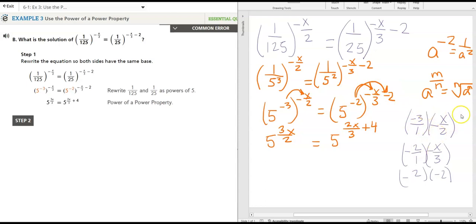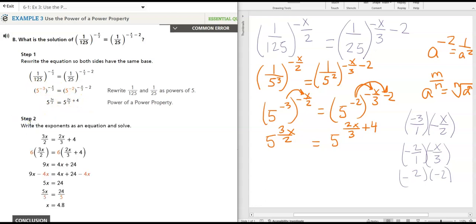Over here, this is how I multiply. This is how negative 3 times negative x over 2, I would multiply straight across, makes 3x over 2. Okay, so I showed those steps so you can see why. All right, now we have something that has the same base. So we're going to do the same thing we did in the last one, and we're going to get rid of those bases. Step 2, write the exponents as an equation and solve.